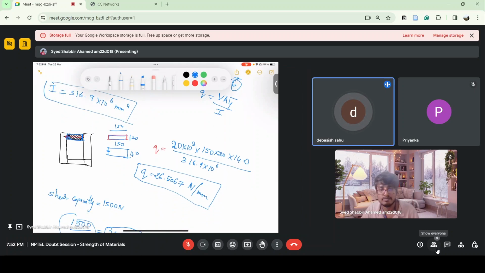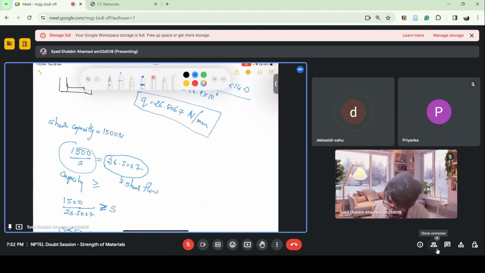Sir, we need to calculate at the point where it is nailed, right? So why do we take the full length? Because, I'll tell you, we generally nail at the center. But the thing is, you have this section, right?